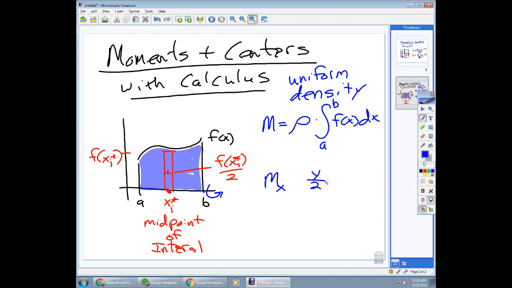And the moment, remember, is a weighted sum. What's it weighted by? In this case, it's weighted by the area of the rectangle times its density. So the weight of that y value is going to be rho times the area of that rectangle. How do I find the area of that rectangle? Base times height. My base is delta x. My height is f of x, or I'll just call it y for simplicity. y is just a function of x.